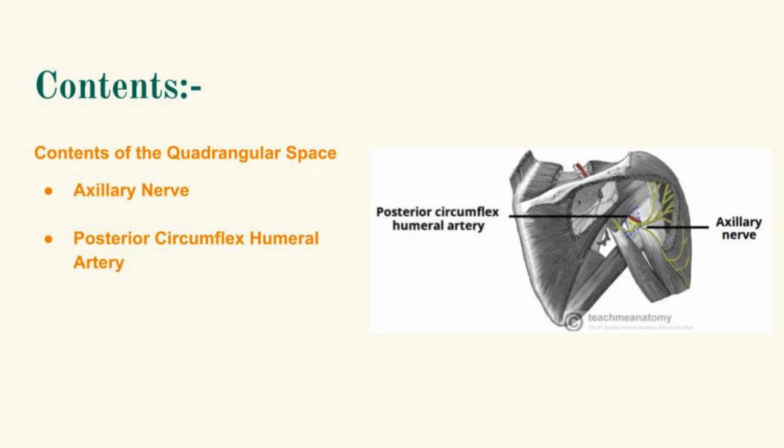The contents of this space are two crucial structures: the axillary nerve, which innervates the deltoid and teres minor muscles, and the posterior circumflex humeral artery, which supplies blood to the shoulder region. Both travel through the quadrangular space into the posterior compartment of the arm.